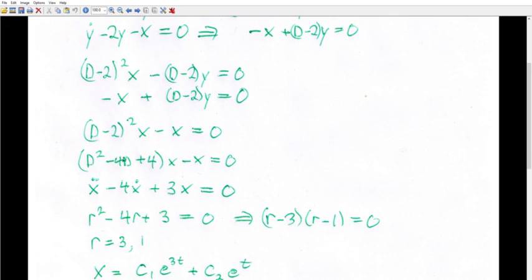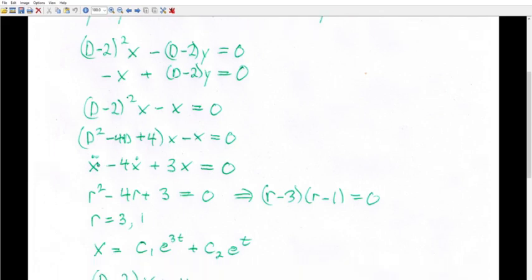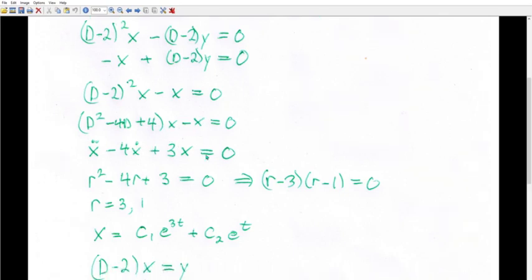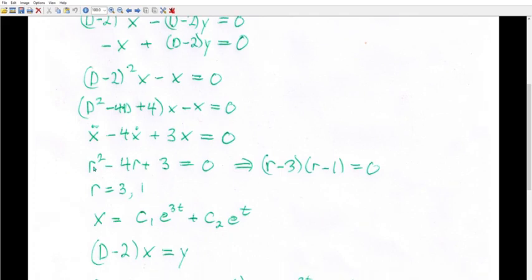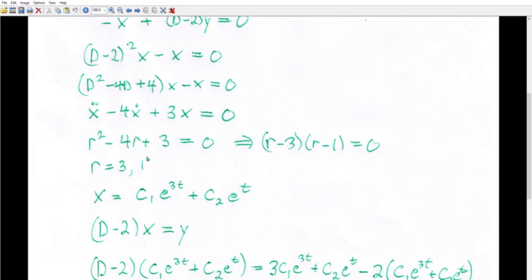That's the operator D squared minus 4D plus 4, acting on x, minus x. And when we do everything, that's x double dot minus 4x dot plus 3x, which is 4x minus x, equals 0. The characteristic equation here is r squared minus 4r plus 3, and that factors as r minus 3 times r minus 1 equals 0. So our roots are 3 and 1. And we know that that corresponds to x equaling c1 e to the 3t, that's the 3 root, plus c2 e to the t, that's the 1 root.